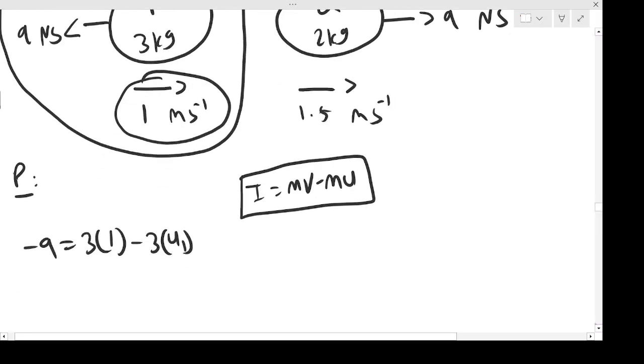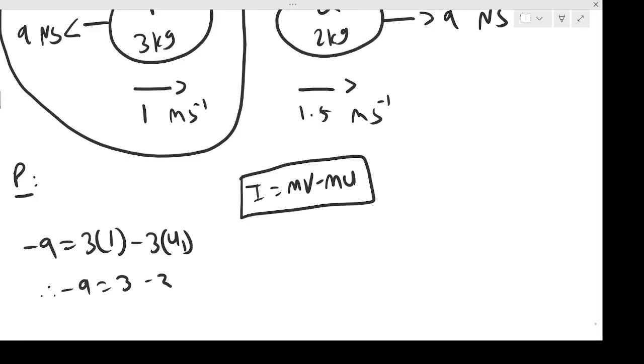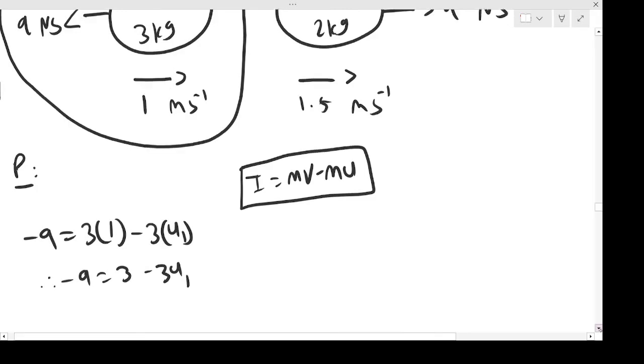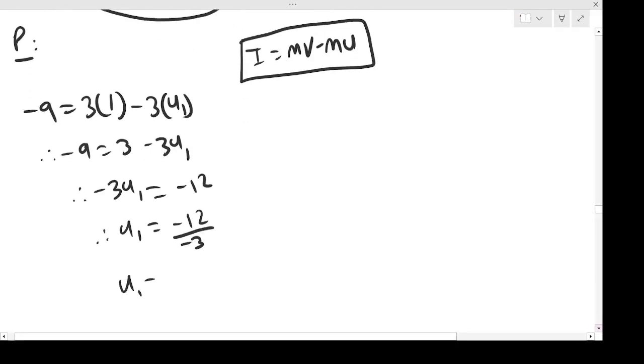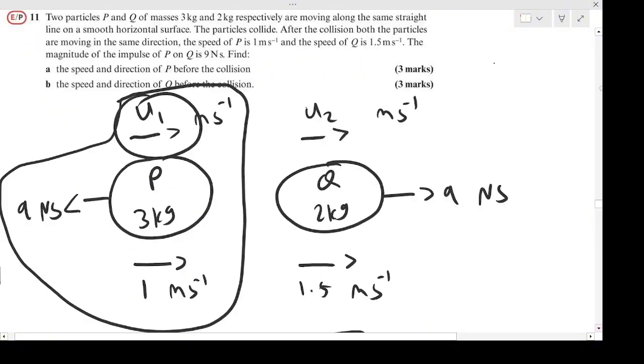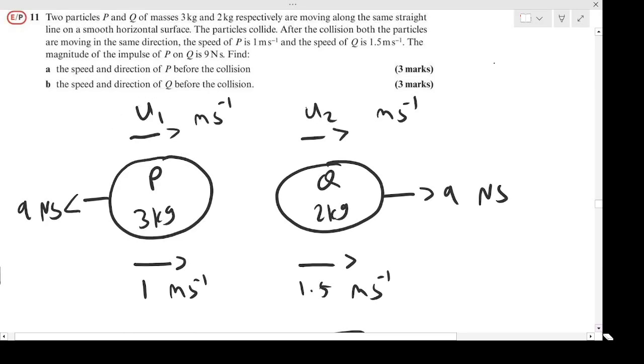So hopefully happy with that. And now I can solve for u1. Okay, so the initial speed for P. Therefore minus 9 is going to be 3 take away 3 u1. Then I can solve for u1. So minus 3 u1, subtract 3 from both sides, I get minus 12. Therefore u1, if I divide by minus 3, I get positive 4. So u1 is 4. And there we are.